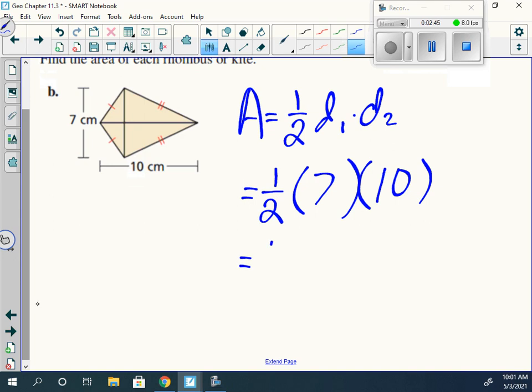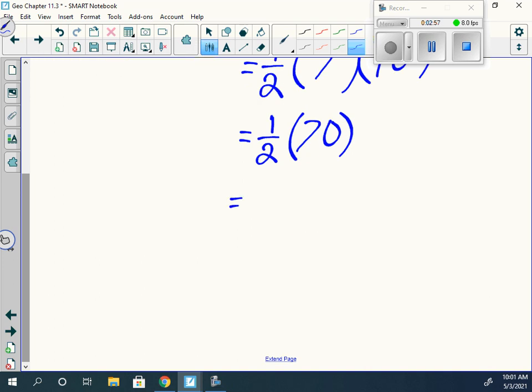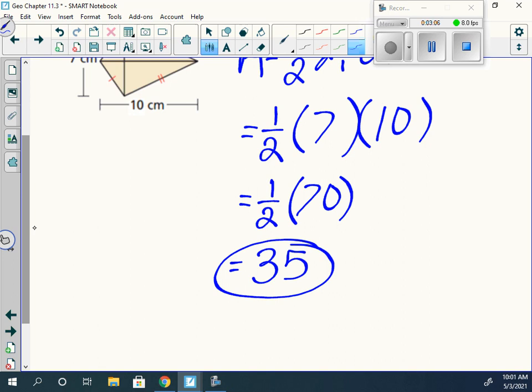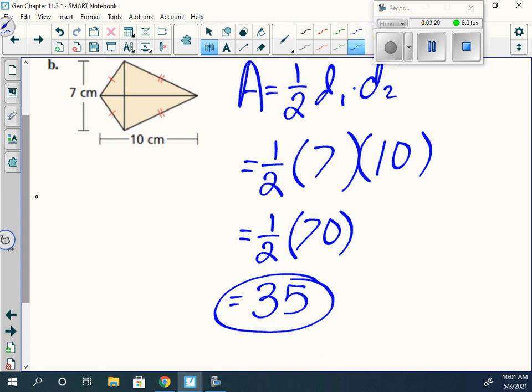And we can multiply these together however we need. So if we look at this here, 1/2, well, we can do 7 times 10, which is 70. And 1/2 of 70 would be 35. And this here would be centimeters squared if we're going to use our units. Or we can type it all in the calculator. Either way works. Any questions on any of this here so far? We good with this here? Awesome.